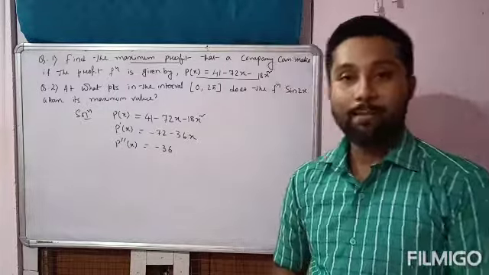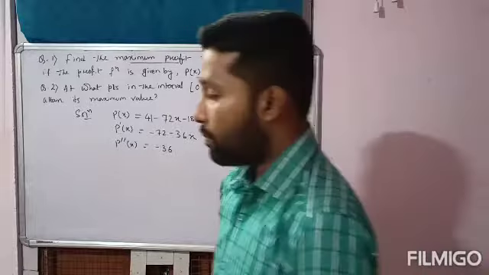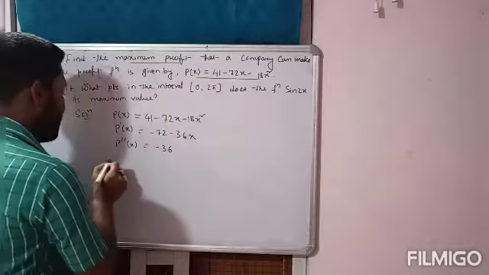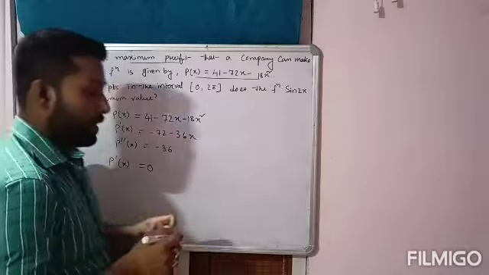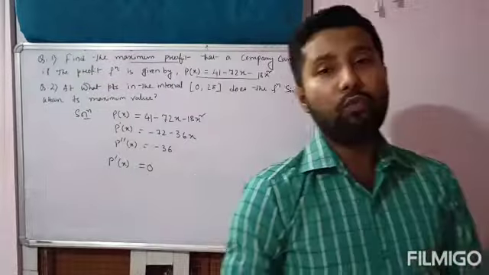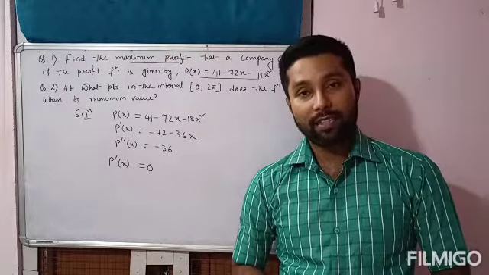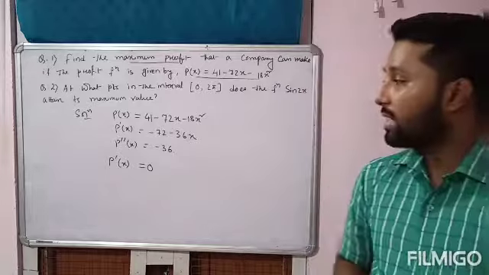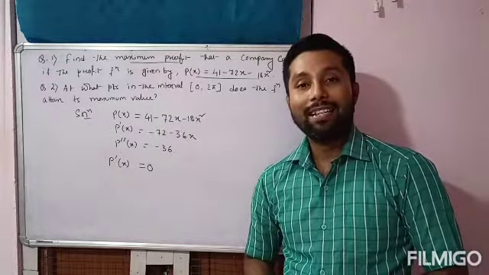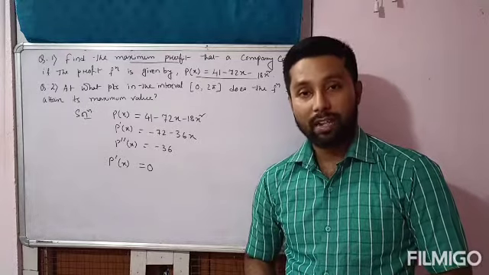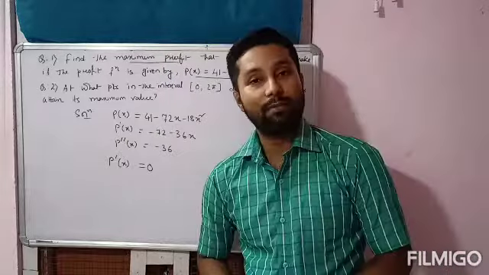What is the second step? Put f dash of x is equal to 0. Put first order derivative is equal to 0. Why do we need to put the first order derivative equal to 0? To find all the possible critical points. Yes or not? Without critical points, we cannot determine maximum and minimum values.